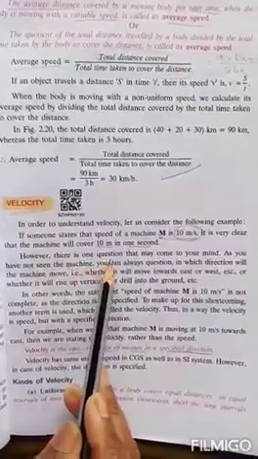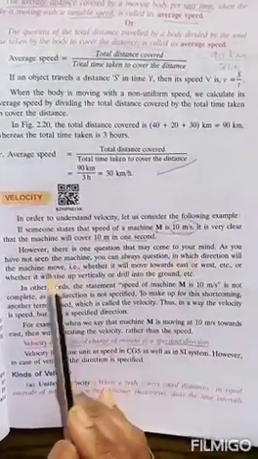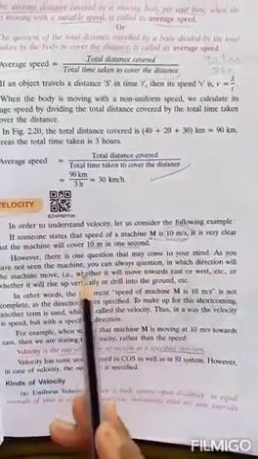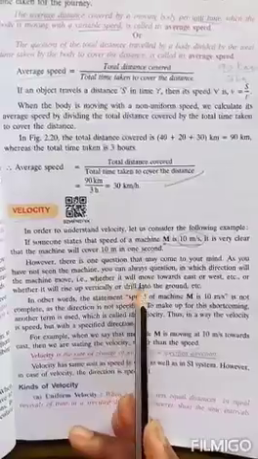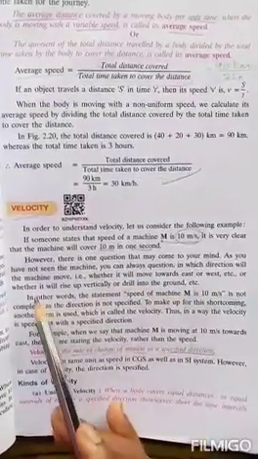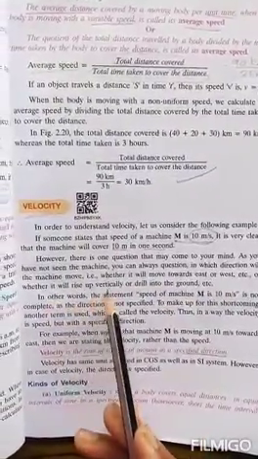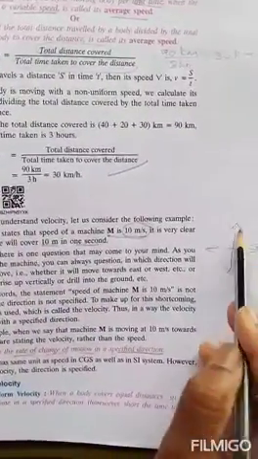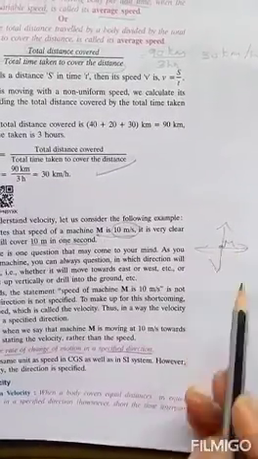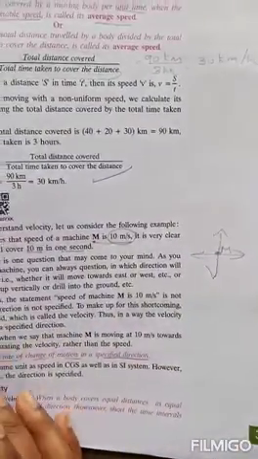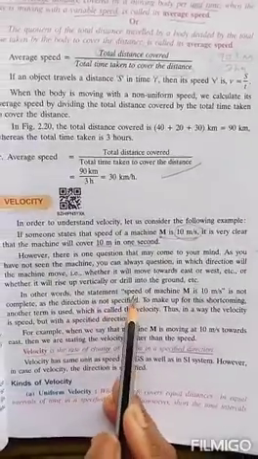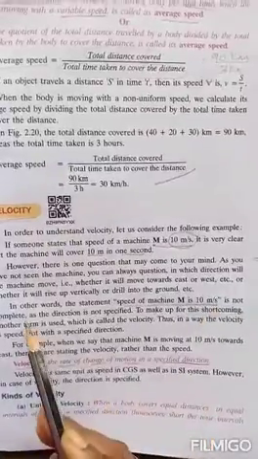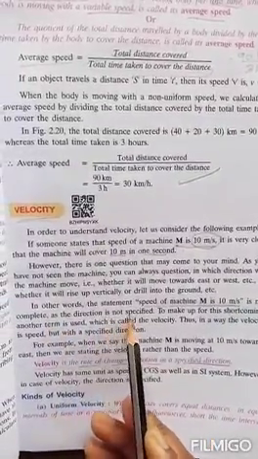However, there is one question that may come to your mind. As you have not seen the machine, you can always question in which direction the machine will move. That is, whether it will move towards east or west, etc., or whether it will rise up vertically or drill into the ground. In other words, the statement "speed of machine m is 10 meter per second" is not complete as the direction is not specified.